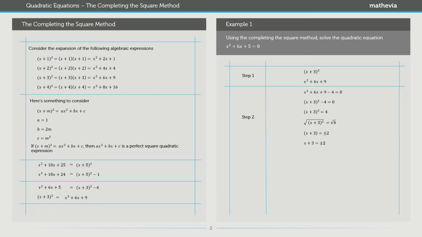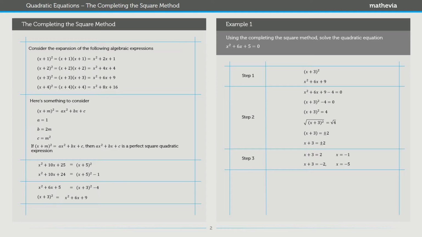And this is now a very straightforward linear equation, and we can pretty much just solve this out. So we consider x plus 3 equals plus 2. It will tell us that x equals minus 1. Or we can do x plus 3 equals minus 2, and it will tell us that x equals minus 5. And that is how you solve a quadratic equation using the completing the square method. It's actually very simple.